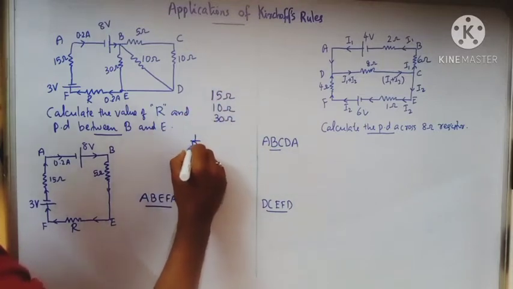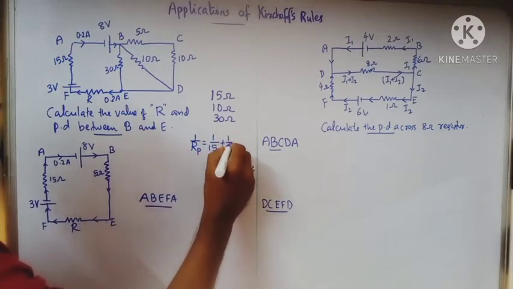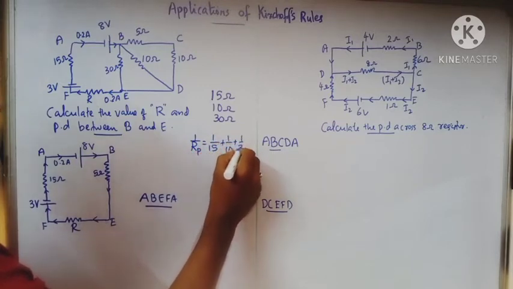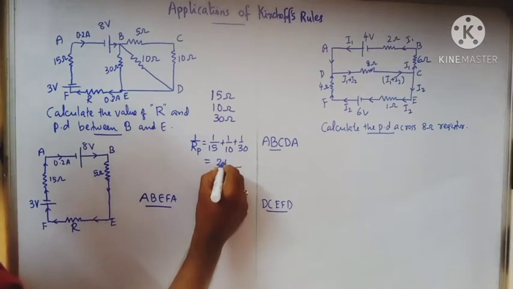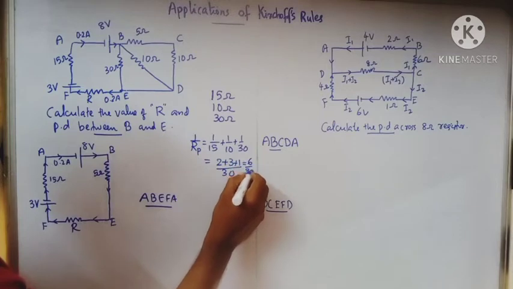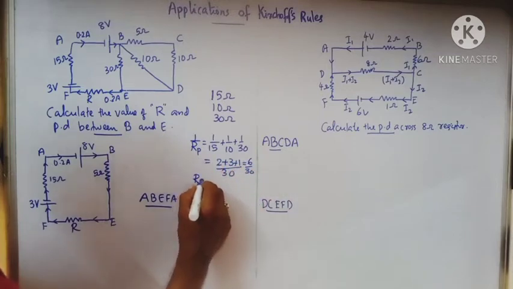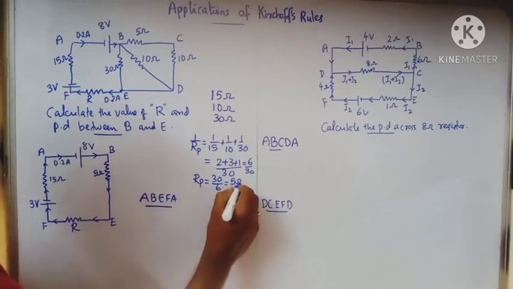We can say 1 by Rp is equal to 1 by 15 plus 1 by 10 plus 1 by 30. We'll take LCM, LCM will be 30. Out of 30, here we'll have 2, here we have a 3, here we have 1. You'll get 6 by 30. So what is Rp? Rp is equal to 30 by 6. We'll get 5 ohms.